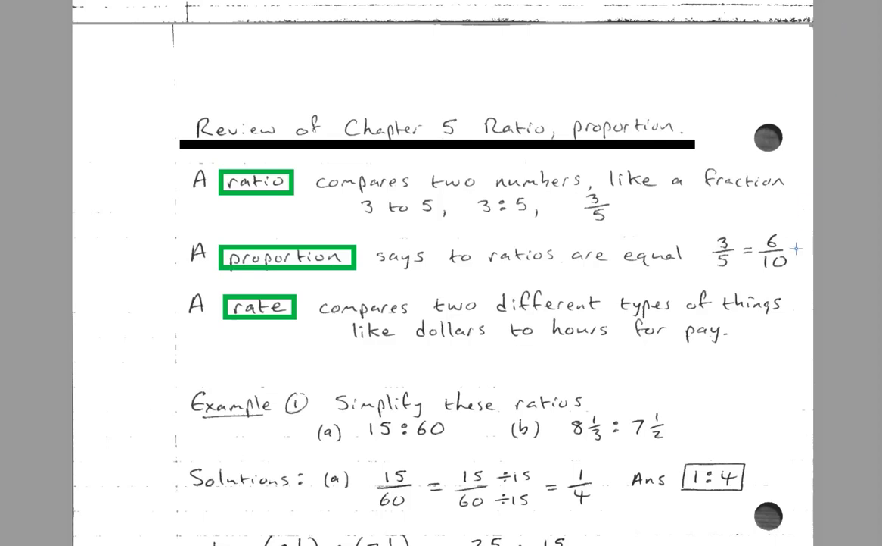And one way to check that a proportion is true is to look at the cross products. So the first cross product here is 3 times 10, that's 30. The second cross product is 5 times 6, that's also 30. And so because those two cross products are equal, that tells you that it's a true proportion, that 3/5 is equal to 6/10.